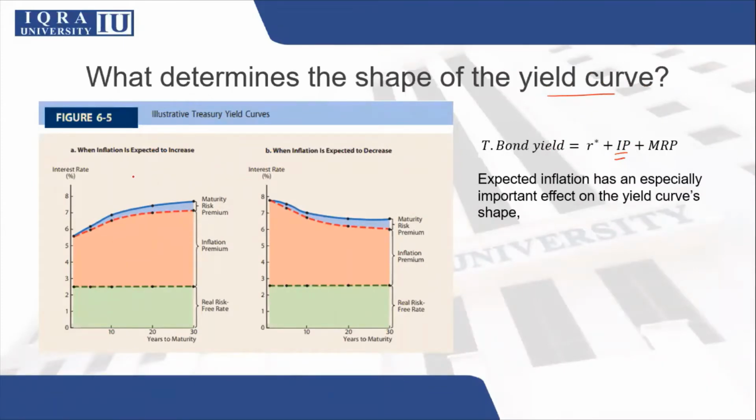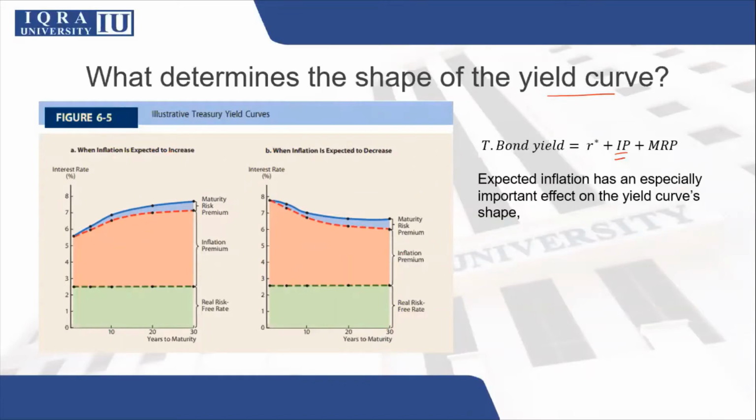Now over here you can see that there are two types of graphs. When inflation is expected to increase, you have an upward sloping curve, and when inflation is expected to decrease, you have a downward sloping curve. On the horizontal axis, we have the years to maturity, and on the vertical axis, we have the interest rate. The real risk-free rate is the same for both cases. It's 2.5%. Now let's first discuss when inflation is expected to increase.